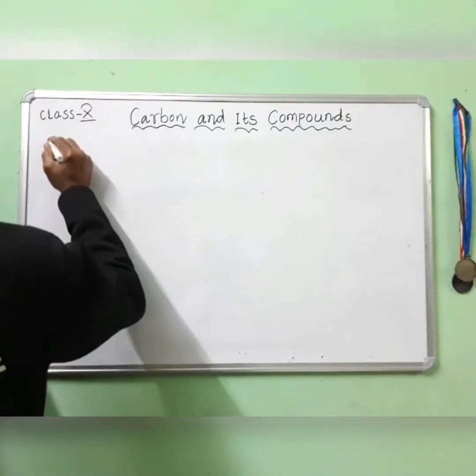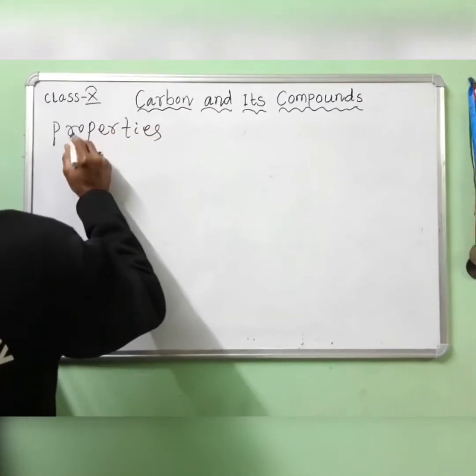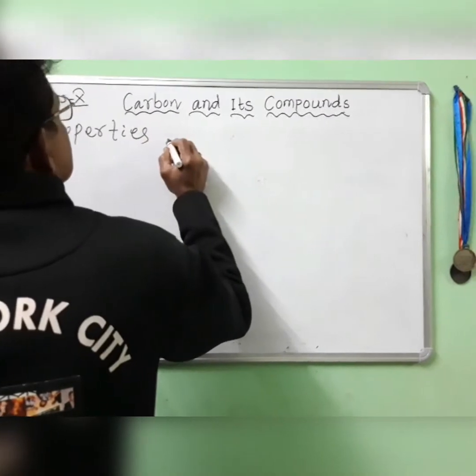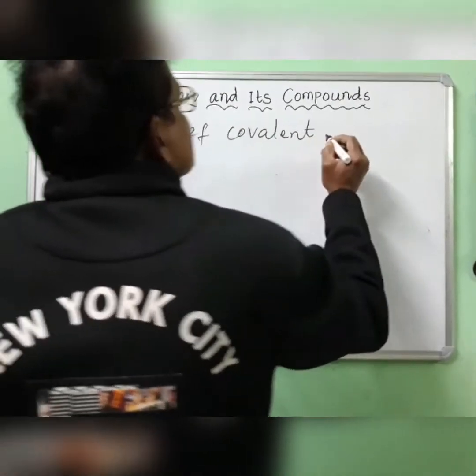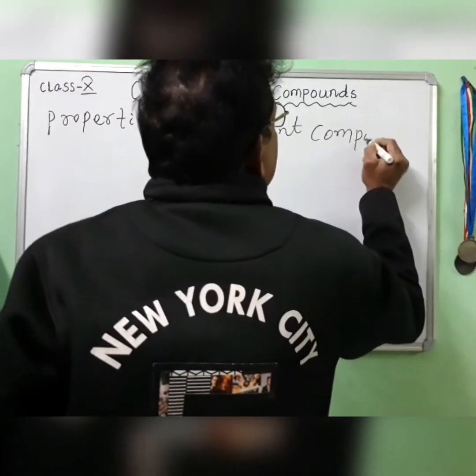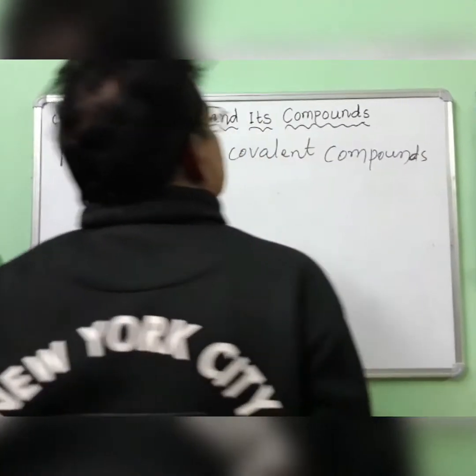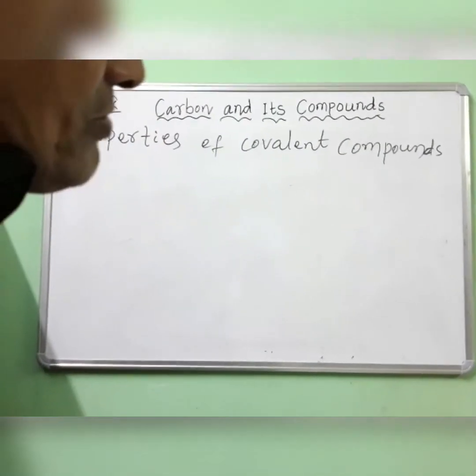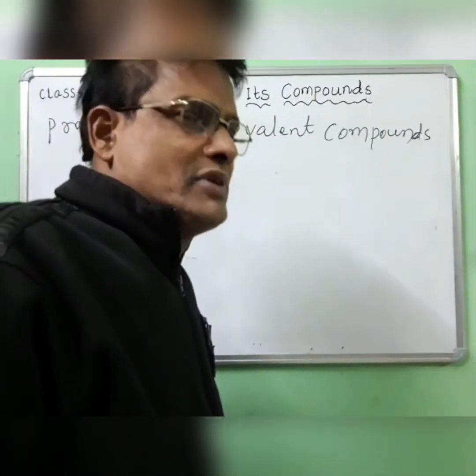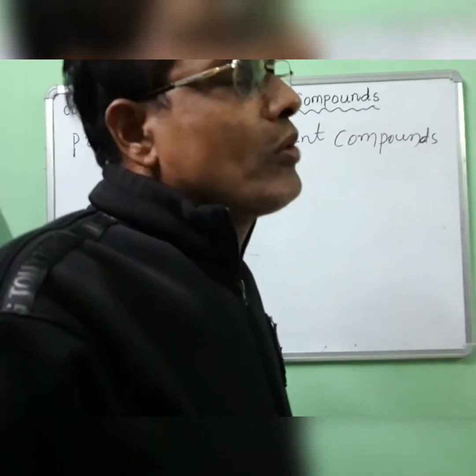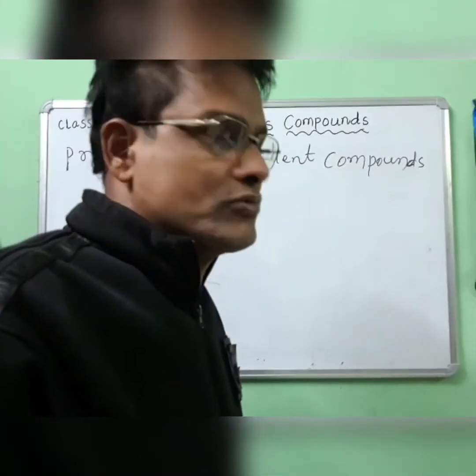Properties of covalent compounds. Okay. Properties of covalent compounds. Covalently bonded molecules are called covalent compounds. Clear? Covalently bonded molecules are covalent compounds.